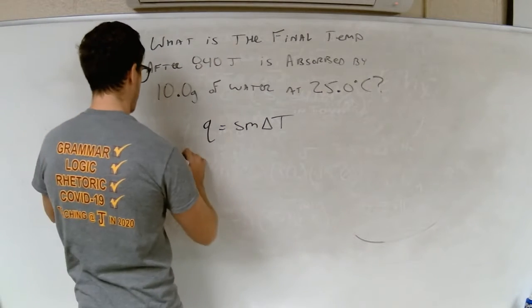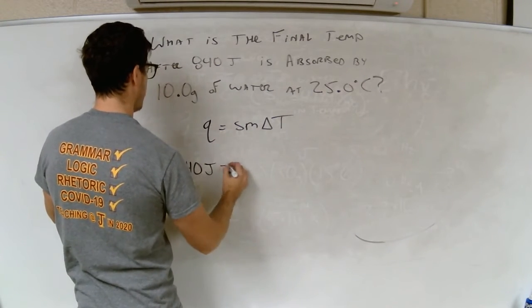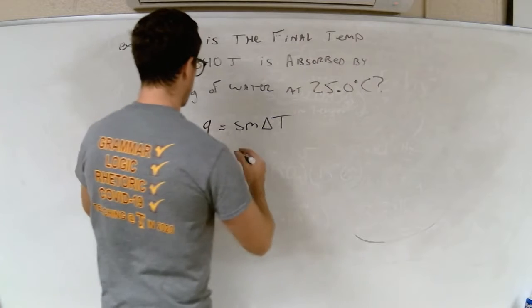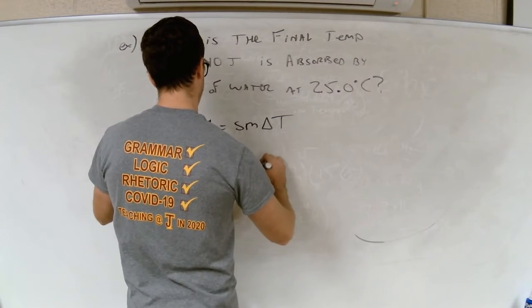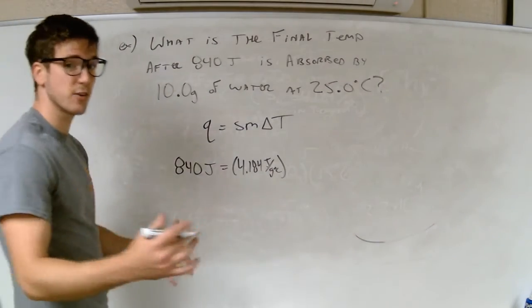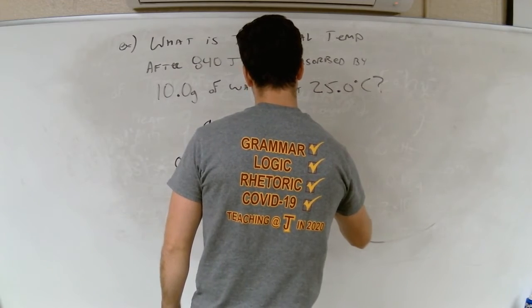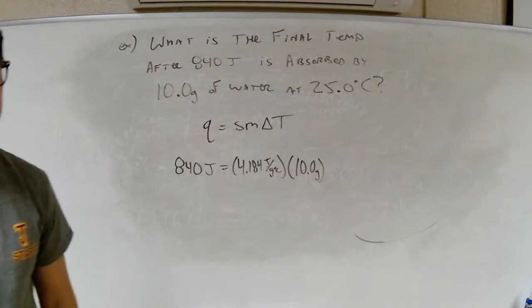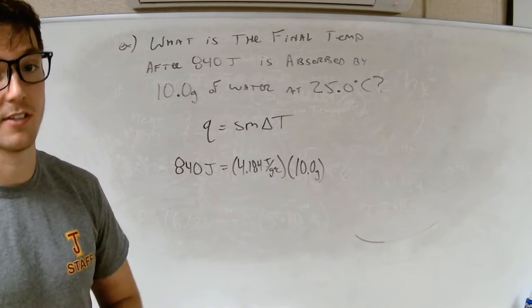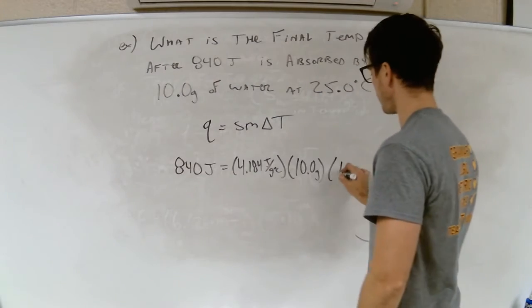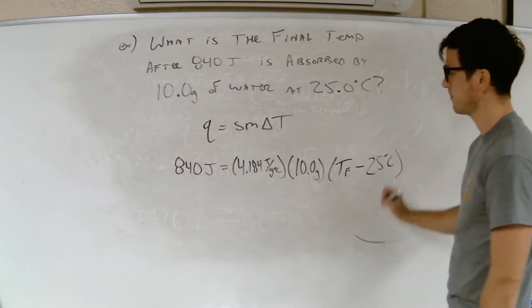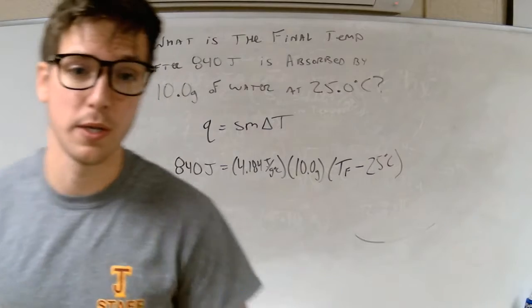I know my heat is 840 and it was absorbed, so it's positive, right? If it was released, it'd be negative, but it's absorbed, so it's positive. Specific heat, since we're dealing with water, is 4.184 joules per gram degree Celsius. Mass is 10 grams. And change in temperature, right? We want the final temperature. Well, remember, change in anything is final minus initial. So temperature is temperature final minus initial, which is 25 degrees Celsius. Okay? So, here we go.